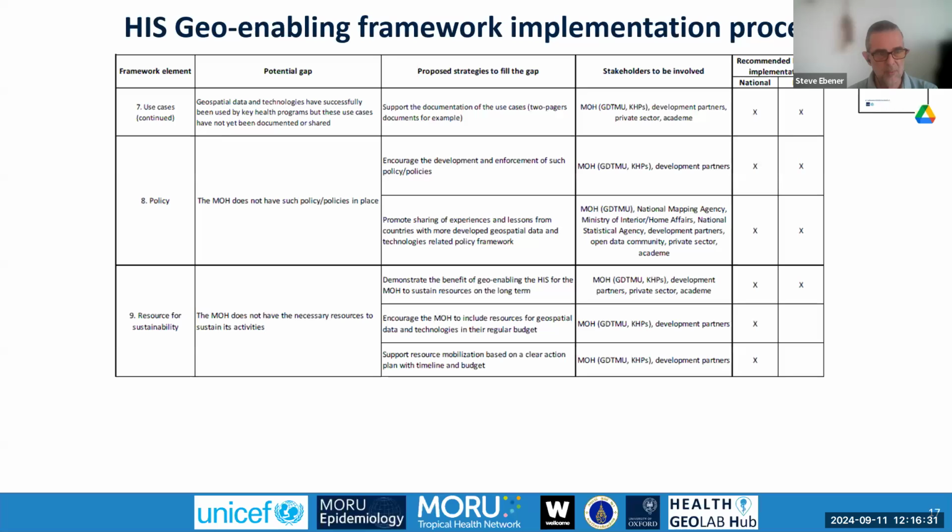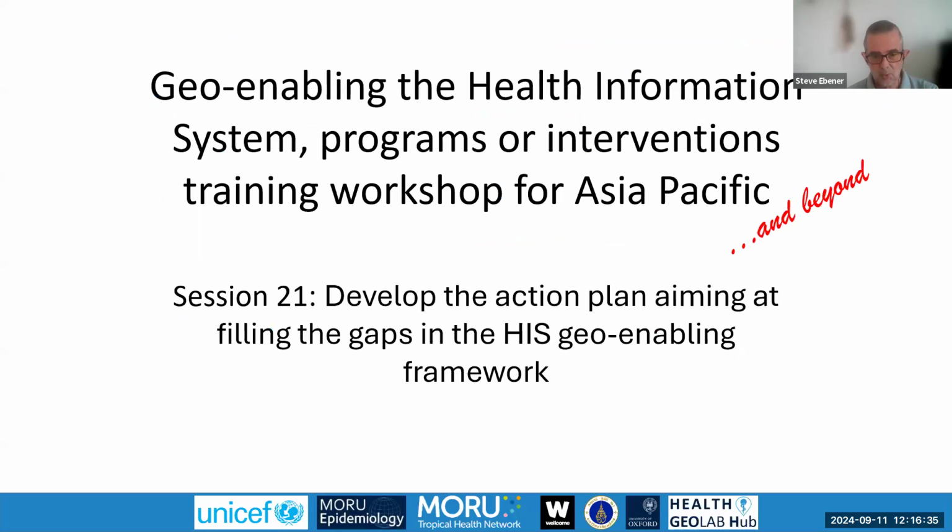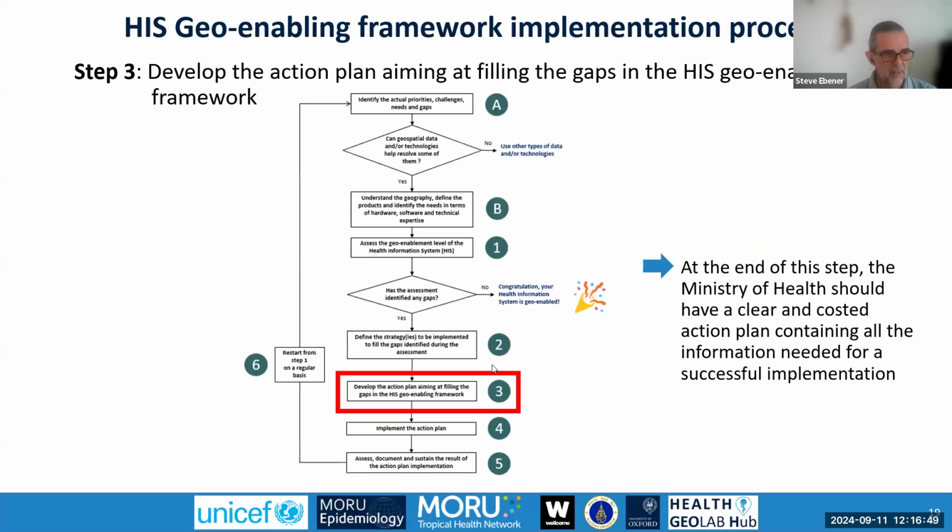Once these strategies have been identified, it's then possible to go to the next phase, which is really starting to look at developing the action plan itself, based on the result of the assessment, based on the strategies that have been identified. So this corresponds to step 3 in the whole HIS Geo-enabling framework implementation process. And what is expected, of course, at the end of the implementation of these steps is that the Ministry of Health, in collaboration with partners, will have a clear and costed action plan that contains all the information that is needed in order to fill the gaps that have been identified, and therefore also support the successful implementation of such a plan.